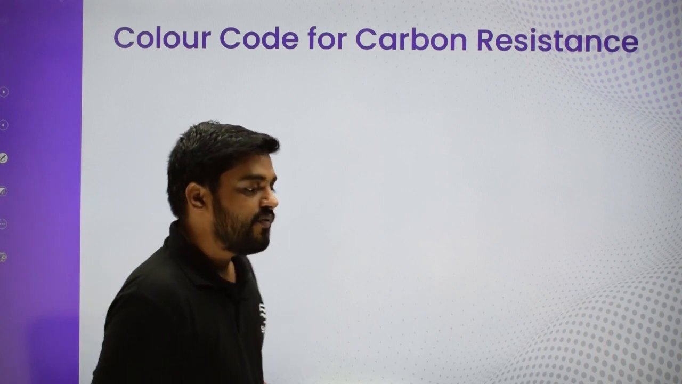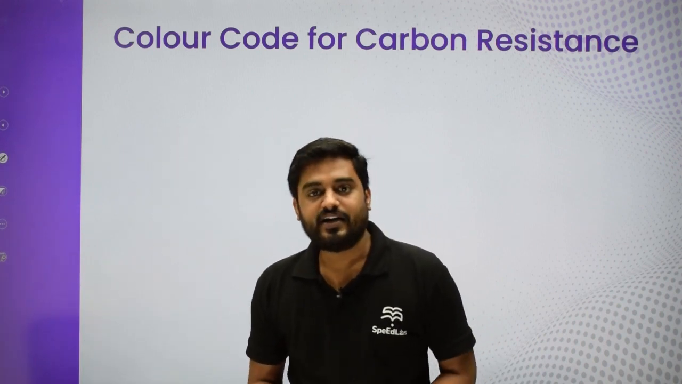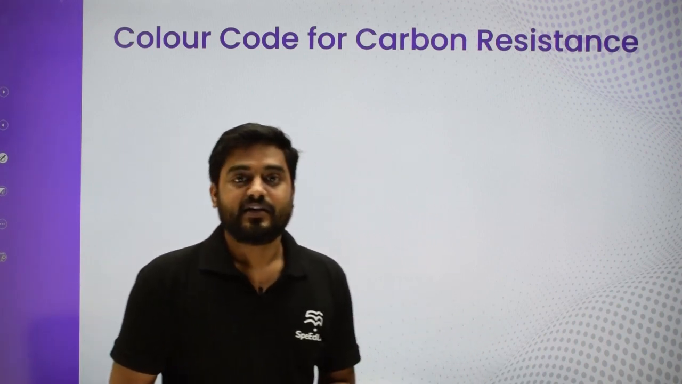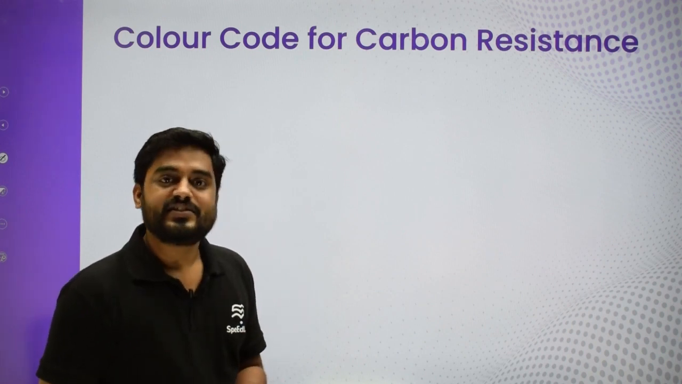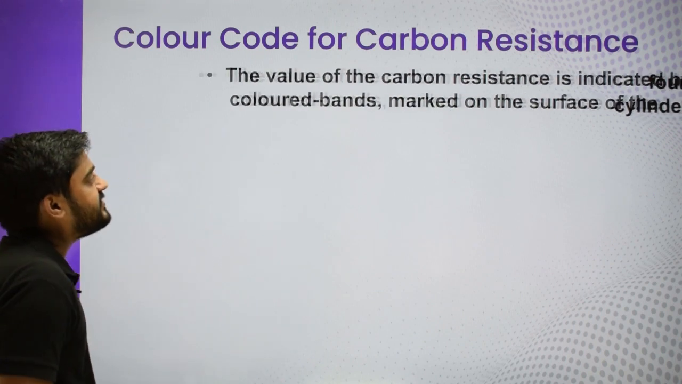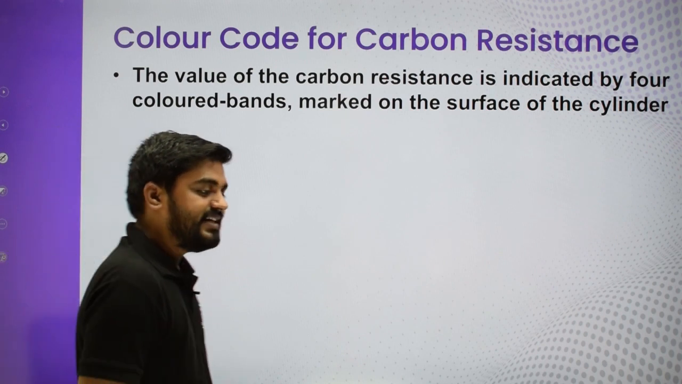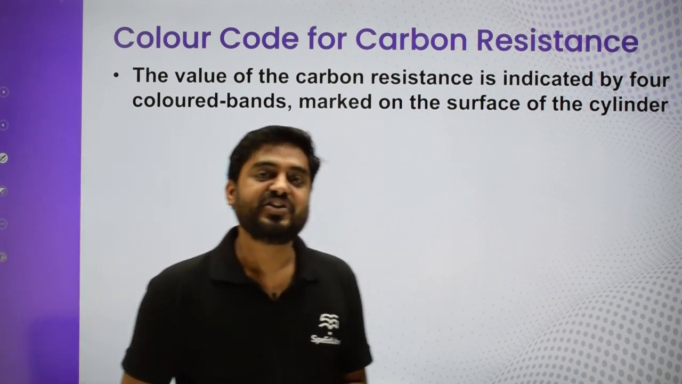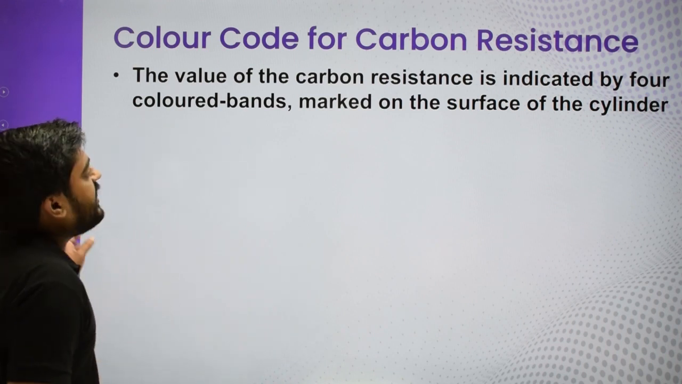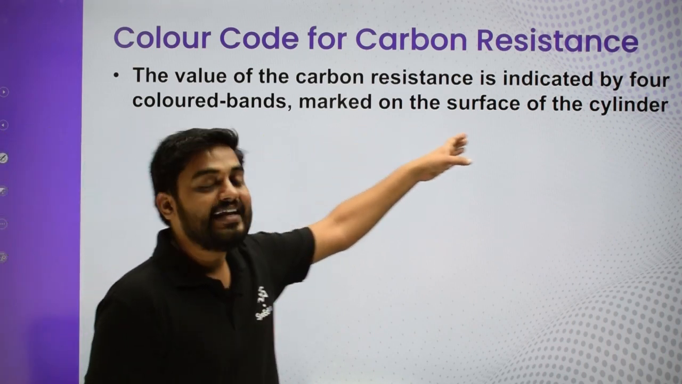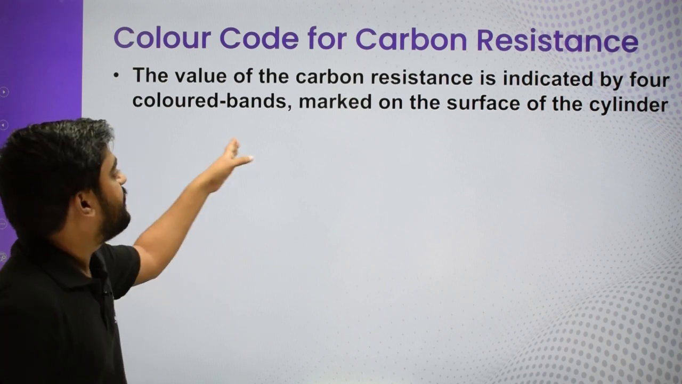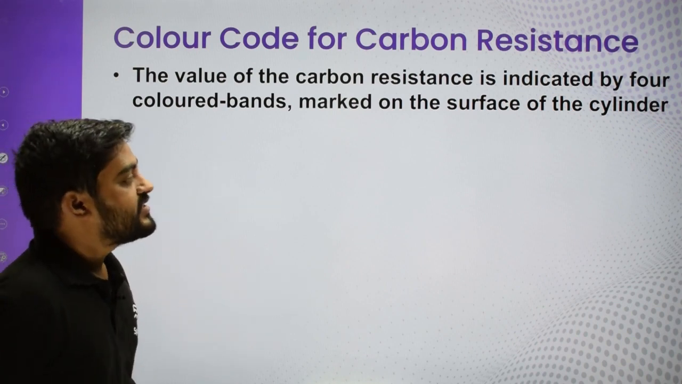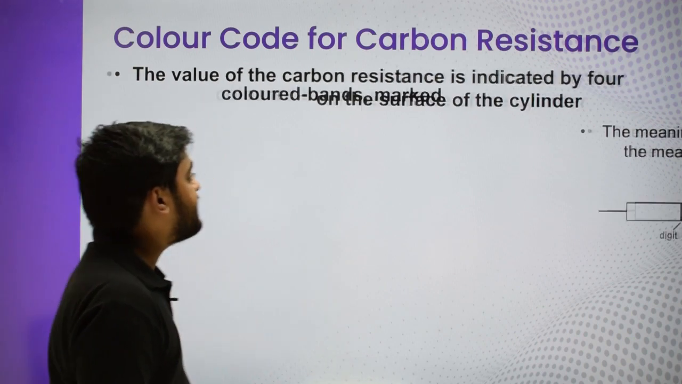So basically what is this topic? In the laboratory, when we do an experiment, we get a carbon resistor. What are carbon resistors? Carbon resistors are basically cylindrical, and on those cylinders there are strips. There are generally 4 strips. The value of each carbon resistance is indicated by these 4 colored bands marked on the surface of the cylinder. So what are these color bands?